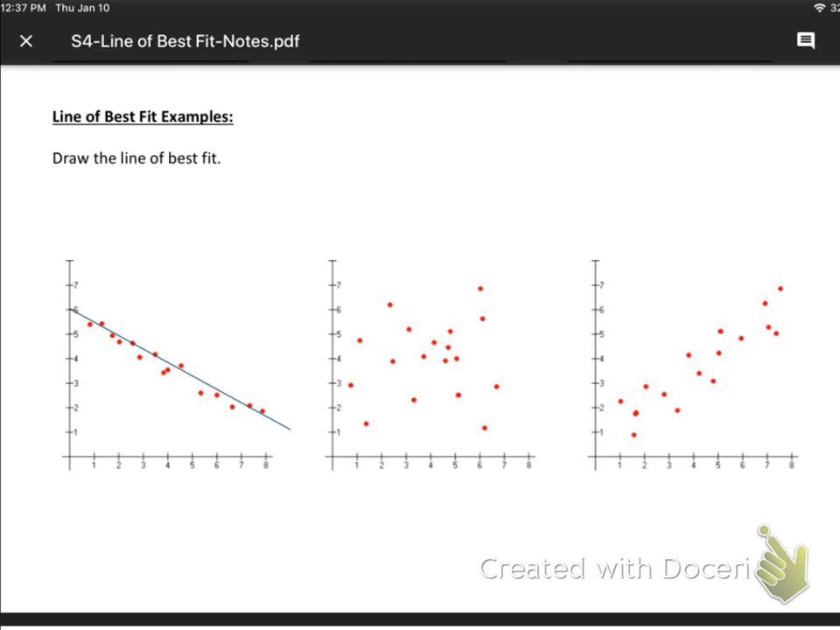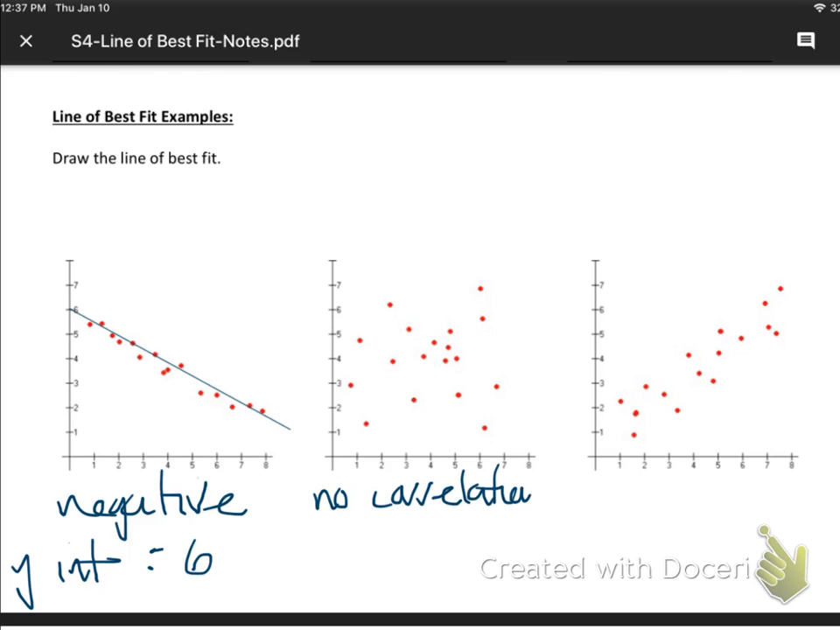So we can see that this line, as we stated previously, has a negative correlation. You should be able to, at the very least, identify that the slope is also negative and that the y-intercept for this line appears to be right around 6. Again, the middle graph has no correlation, so since there is no line of best fit, there is no y-intercept.